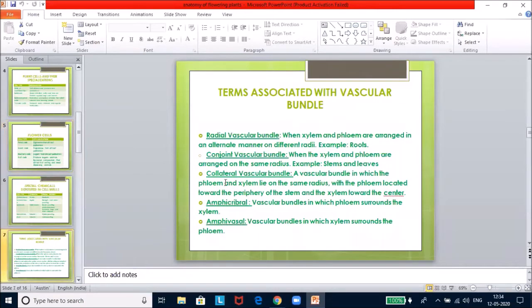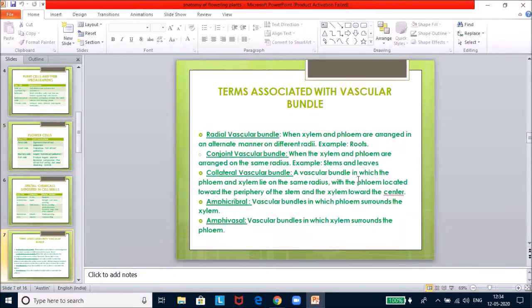Now, these are the terms. Please make a note of it. These definitions are very important. Radial vascular bundle: when xylem and phloem are arranged in an alternate manner on different radii, example as in roots, you call it a radial vascular bundle.